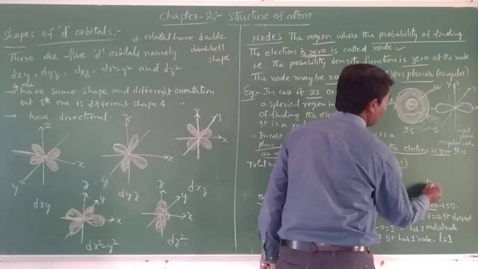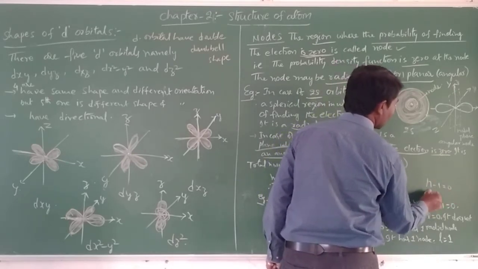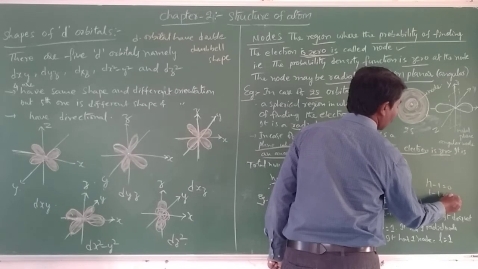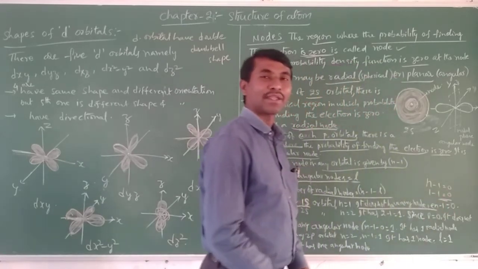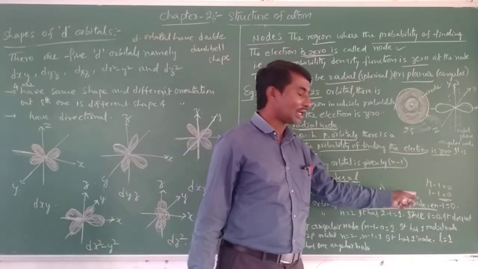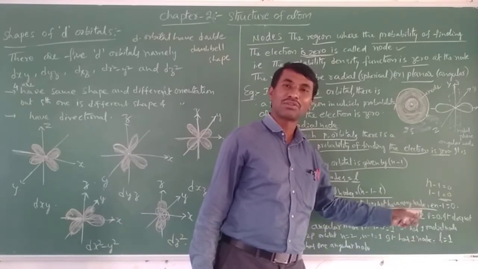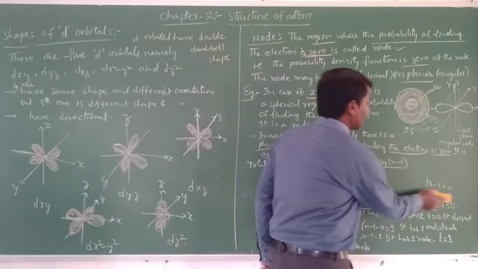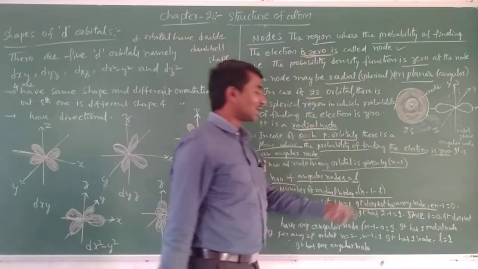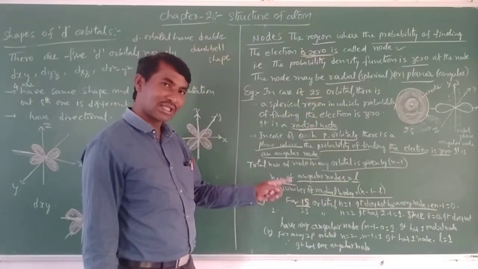Why? Because n minus 1 equals 0. Why? Because n equals 1, so 1 minus 1 equals 0. That is the 0. So that's why it does not have any nodes.